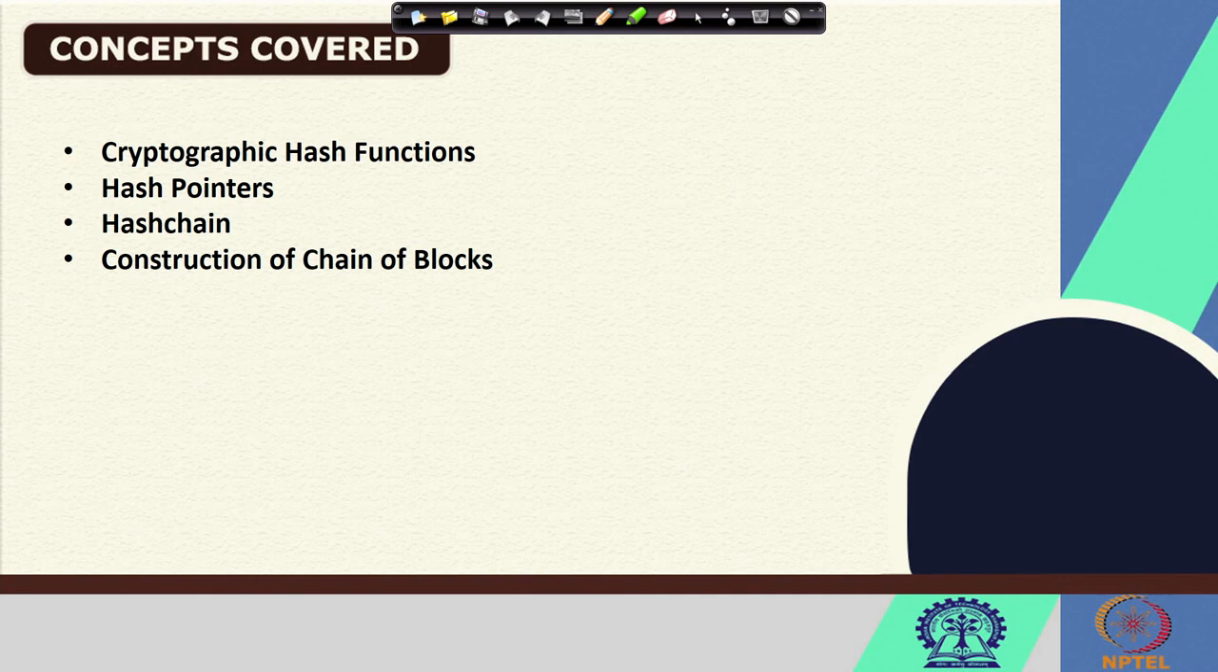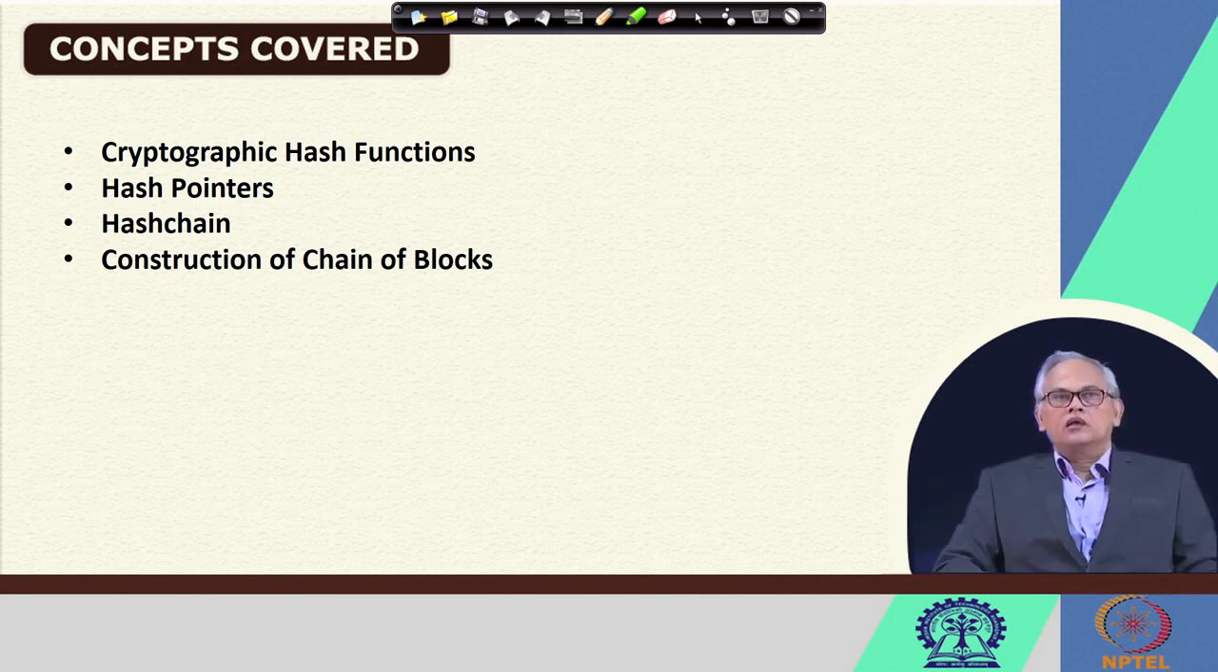These are the concepts that we will cover in today's lecture. We will continue our discussions on cryptographic hash functions. We will look into what is meant by hash pointers, which are of real importance in blockchains. We will also talk about the concept of hash chain, and we will see how a chain of blocks, which in turn would mean what a blockchain is. It will tell us how to actually construct a blockchain, the technology behind construction of a blockchain. So, that is in effect a chain of blocks. So, how to construct that we will see in today's lecture.